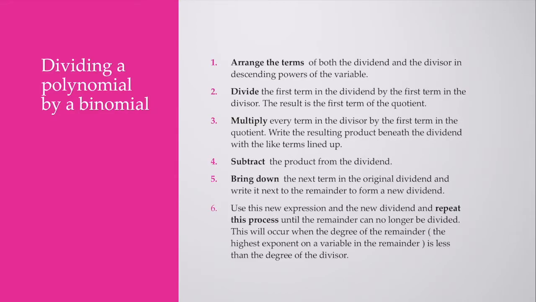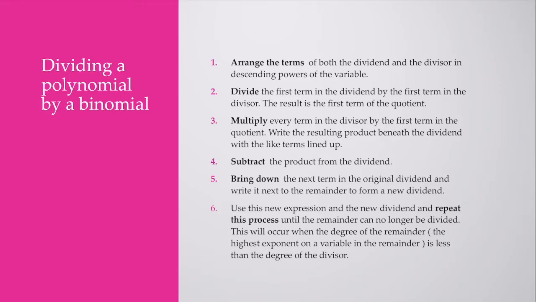So how do you divide a polynomial by a binomial? We learned this back in chapter 4, but it's been a minute, so let's go over it again. The first thing you want to do is make sure you arrange all terms of both the dividend and the divisor, so what you're dividing by and what you're dividing, in descending powers of the variable. Next, you need to divide the first term in the dividend by the first term in the divisor. This is going to be the first term of our quotient.